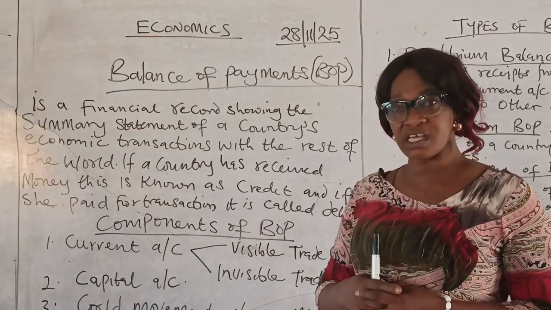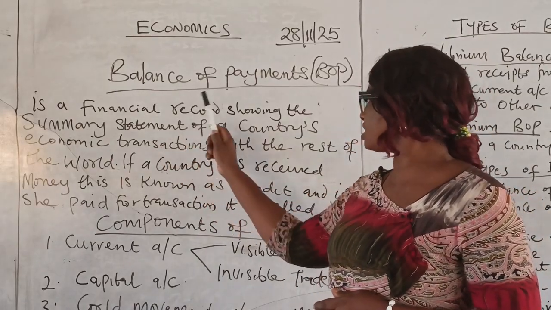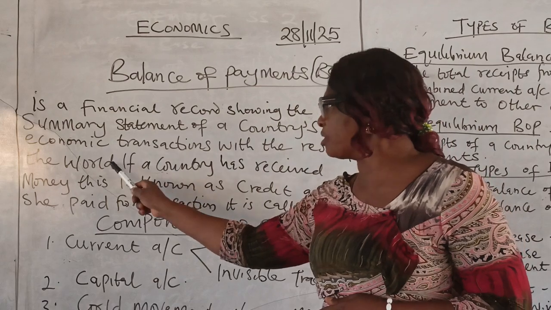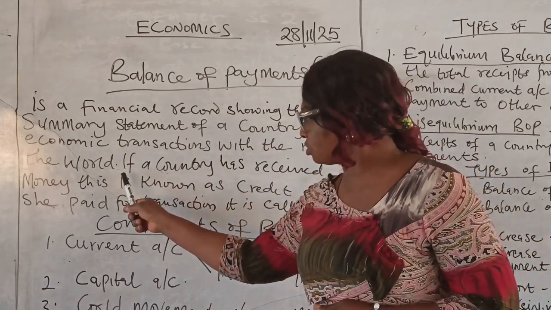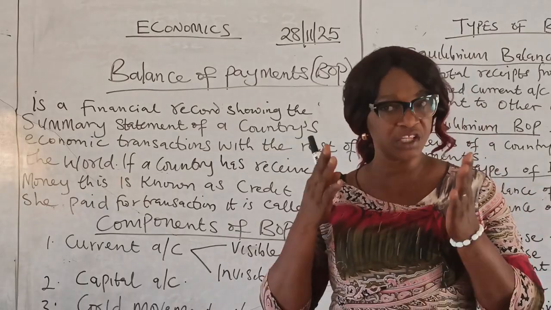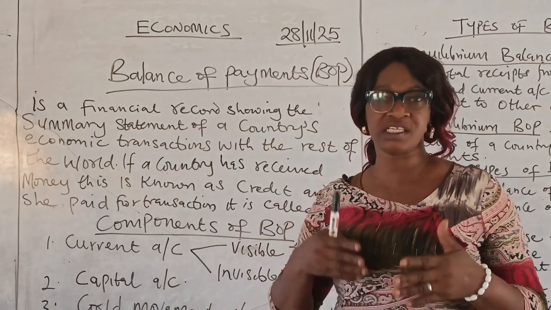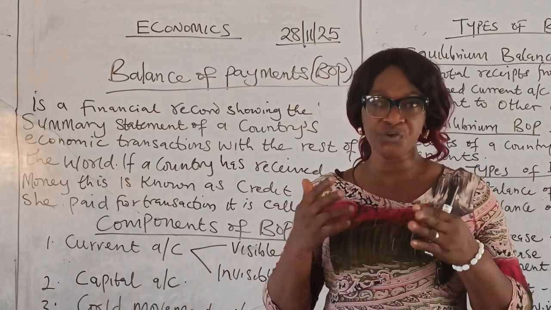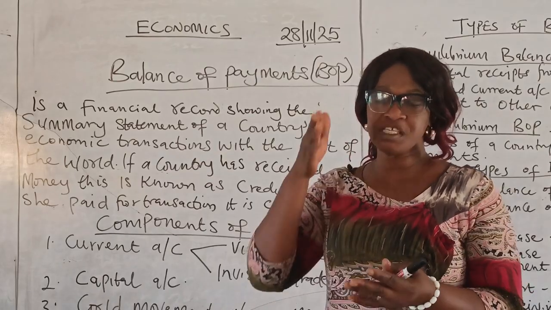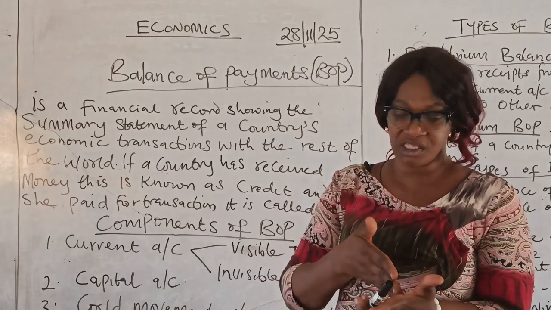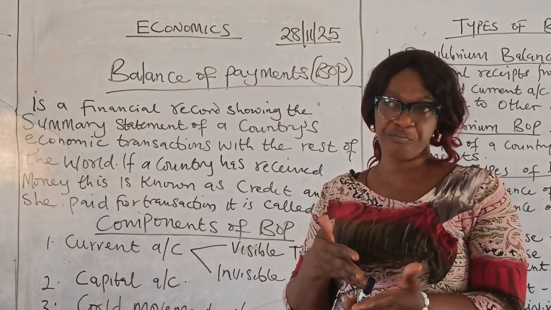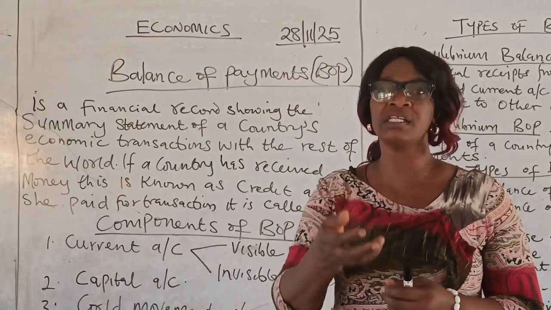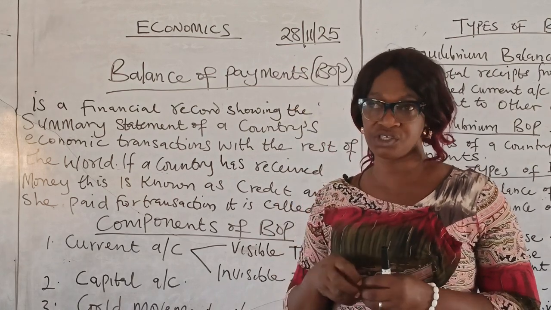Let me repeat again. What is balance of payments? Balance of payments is a financial record showing the summary statement of a country's economic transactions with the rest of the world over a period of time, usually one year. So balance of payments is telling us about the exports and imports of goods and services. In it, you are going to see the activities of the government in terms of exporting goods to other countries of the world and importing goods from other countries of the world.